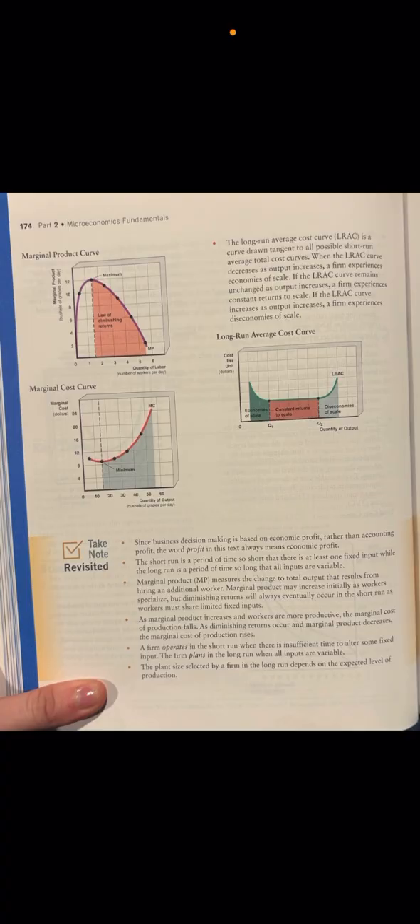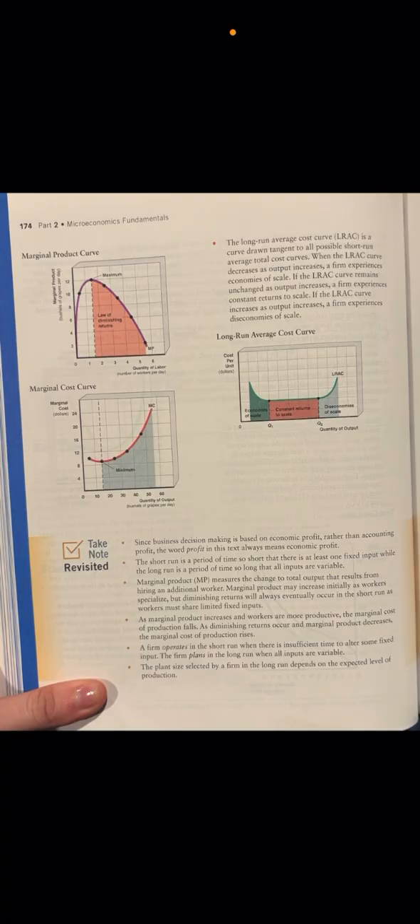Take note, since business decision making is based on economic profit rather than accounting profit, the word profit in this text always means economic profit. The short run is the period of time so short that there is at least one fixed input, while in the long run the period of time is so long that all inputs are variable.